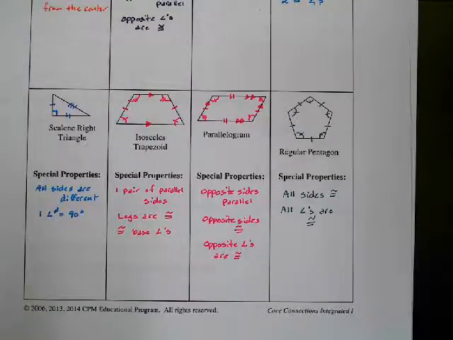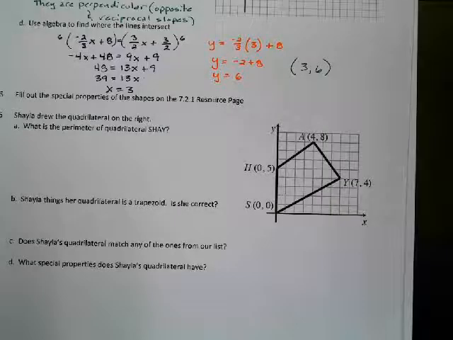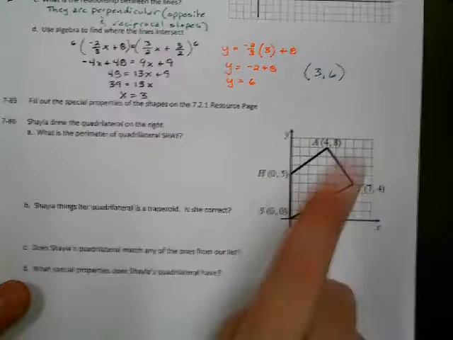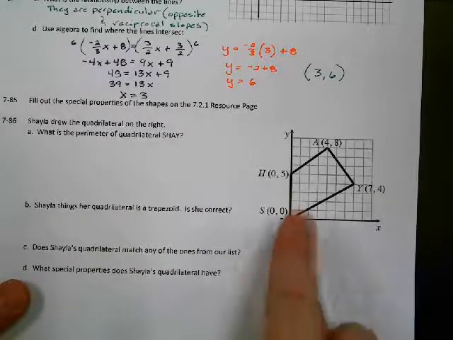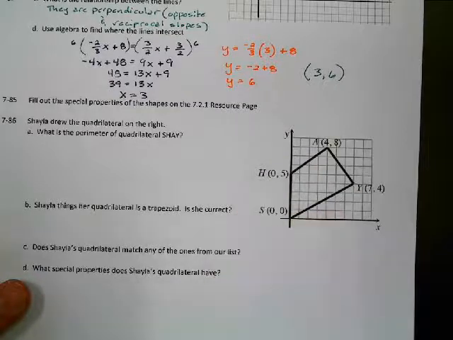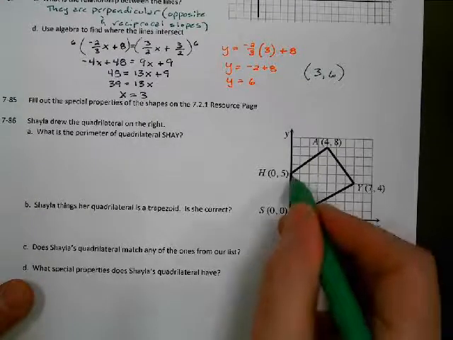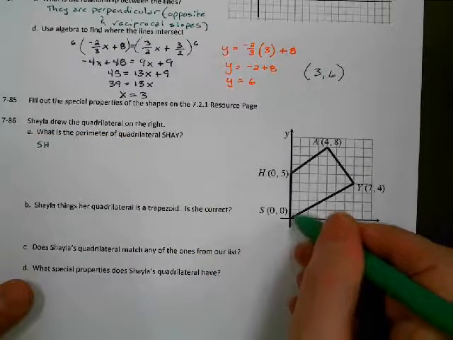All right, last part. Shayla drew the quadrilateral over here. What is the perimeter of quadrilateral SHAY? So here's our quadrilateral. We want to know what the perimeter is. Well, in order to know the perimeter, we have to know what each side length is. So let's write down each of the sides. Let's start over here. S to H. Since that's a vertical side, I can just count it out. 1, 2, 3, 4, 5. So SH equals 5. That's the length from S to H.